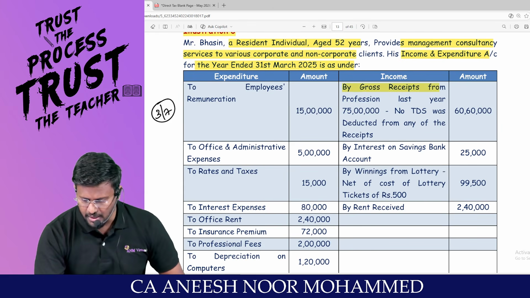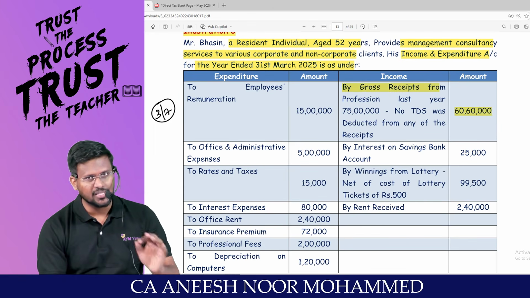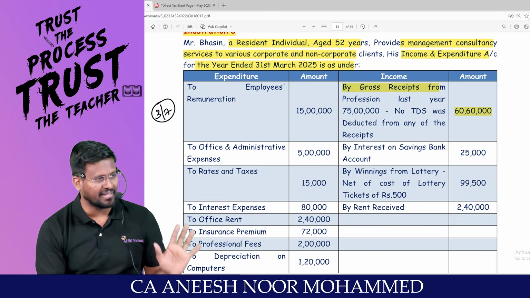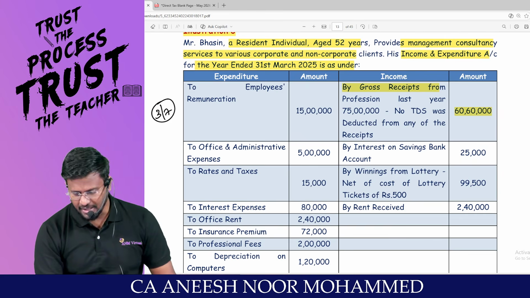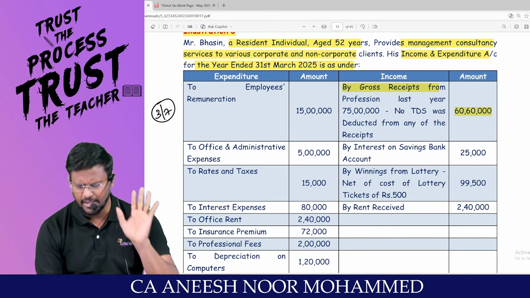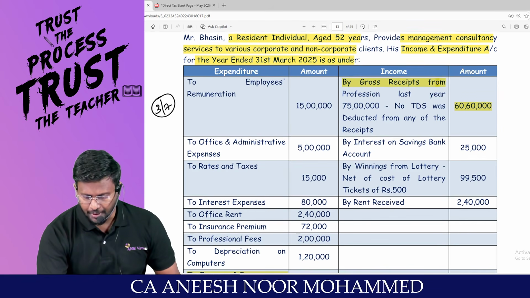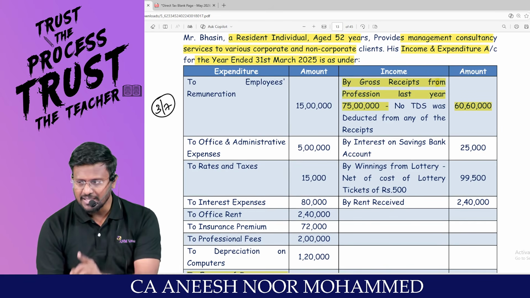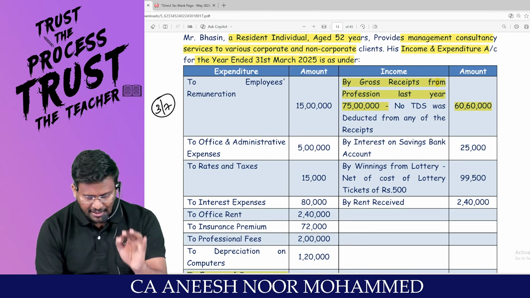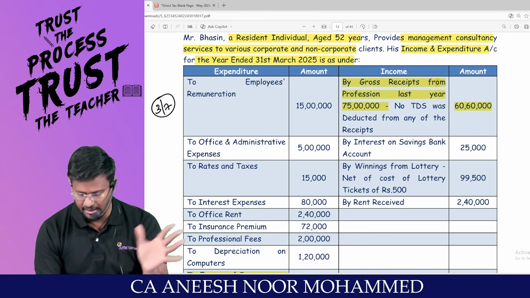By gross receipts, which is 60 lakh, which is more than 50 lakh. That's the highlight. That means don't go and scratch your head with presumptive taxation. Just calculate only as per the normal. From profession, last year 75 lakh. So in the last year, since income exceeded 50 lakh, in the current year he is liable to deduct TDS.